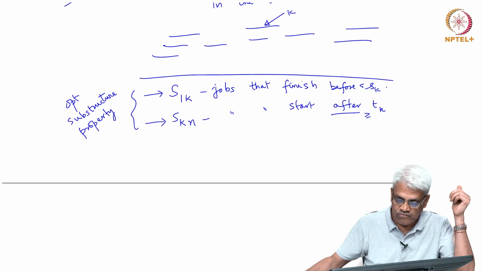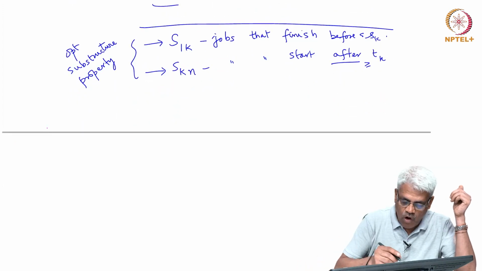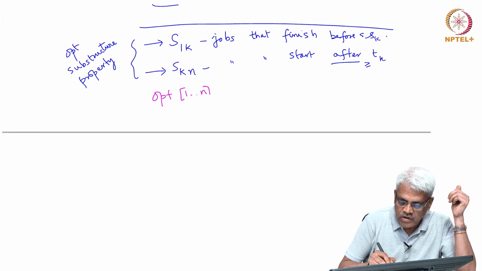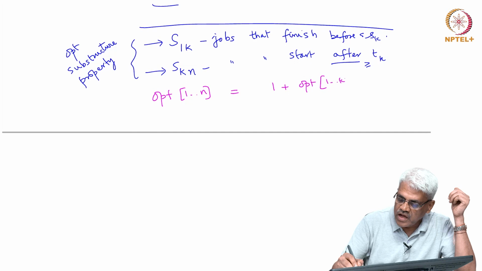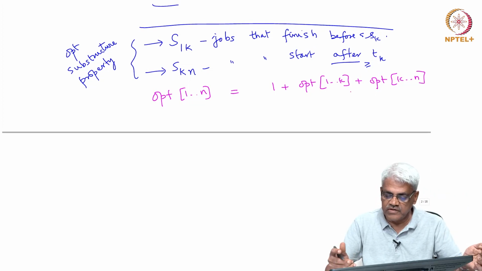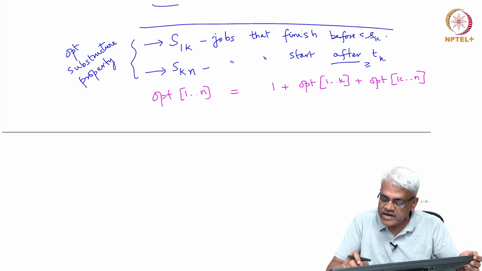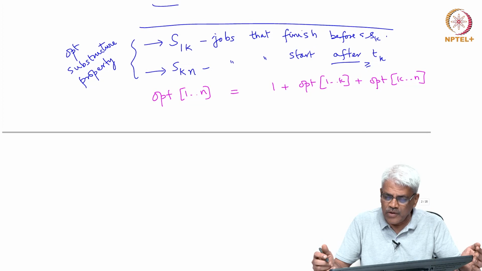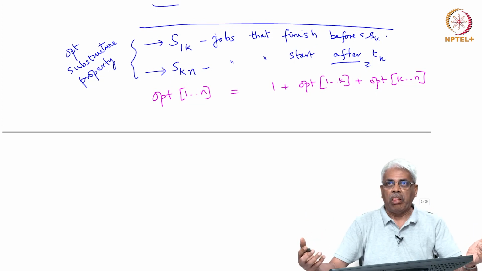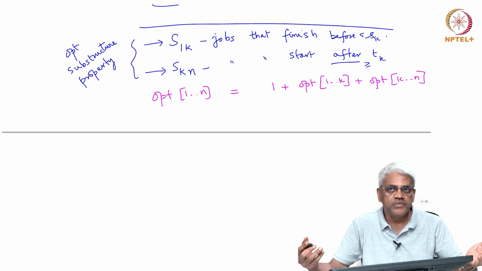So I can say opt, the number of jobs in 1 to N, is 1, you've scheduled K, plus opt in 1 to K plus opt in K to N. Okay, so you have an informal understanding of what opt 1 K means, the jobs that finish before Sk, look at this and this, right? Now the next question is, what is K? K is a job which I assume is there.